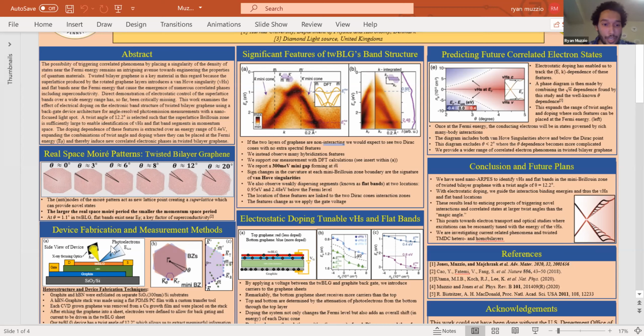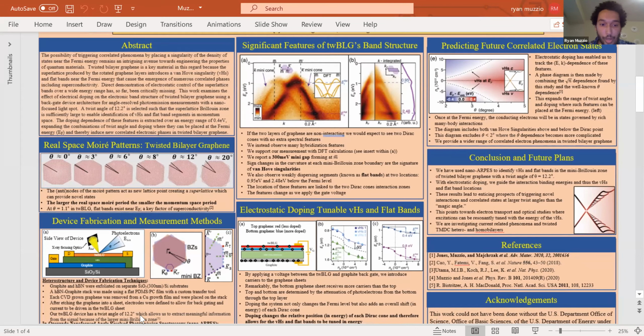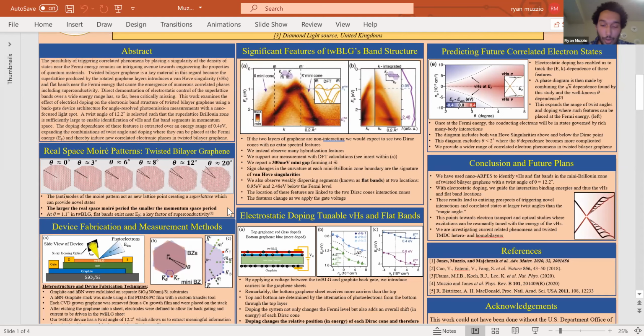Now, what if we took 2 layers of graphene and made them, say, 12.2 degrees? And that's what we've done. And so we're interested in understanding the dynamics of that system. And so we utilize ARPES, which is a photoemission technique. So we are directly observing the momentum resolved band structure of these systems.